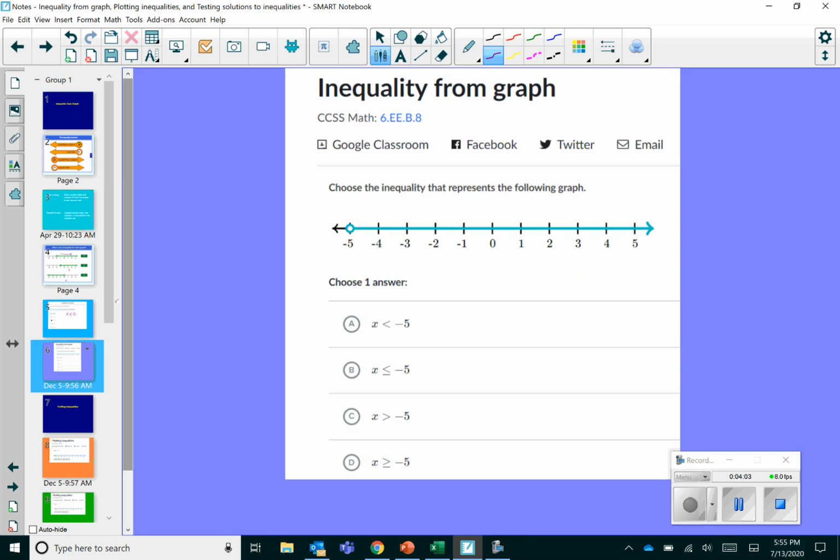Choose the inequality that represents the following graph. I can see that I've got an open circle here at -5, and it's going to the right, which means that x is greater than -5. And looking at my answer choices, I can see that C is the correct option for that one.